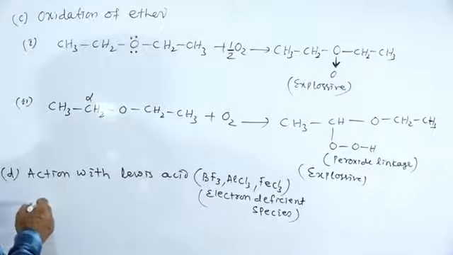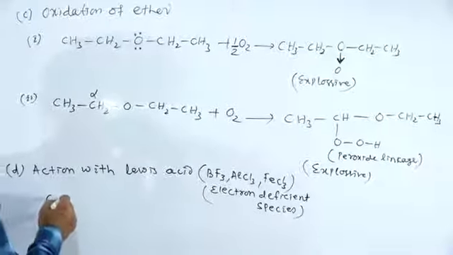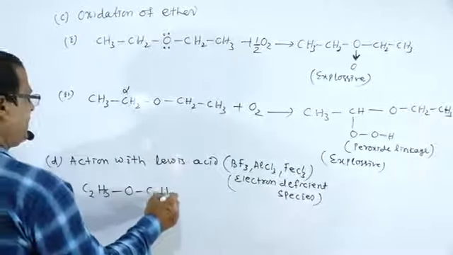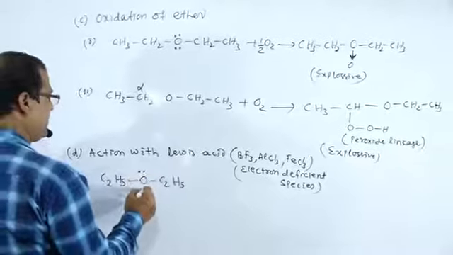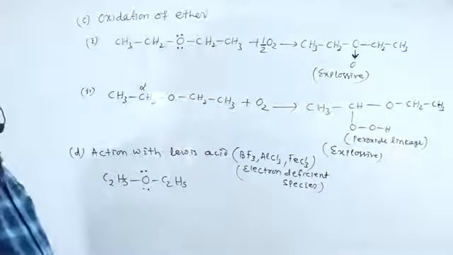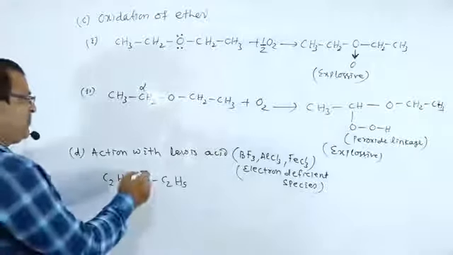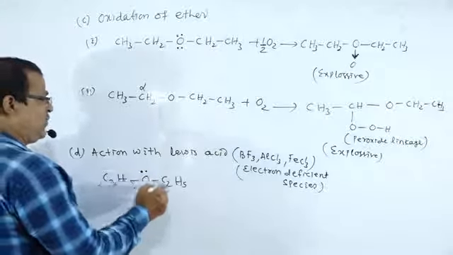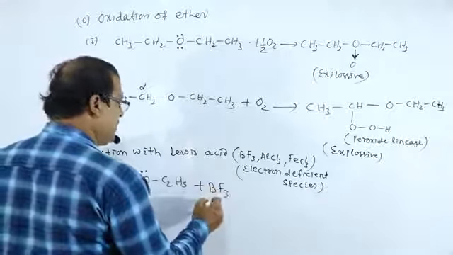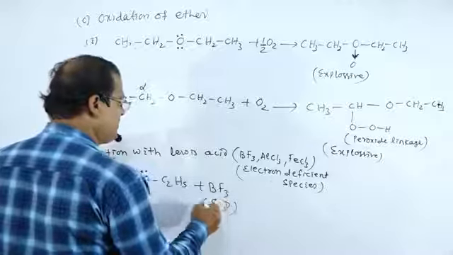So if we take C2H5-O-C2H5, this oxygen atom is sp3 hybridized and contains 2 lone pairs of electrons. So these 2 lone pairs of electrons, and BF3 is treated as an electron deficient species.